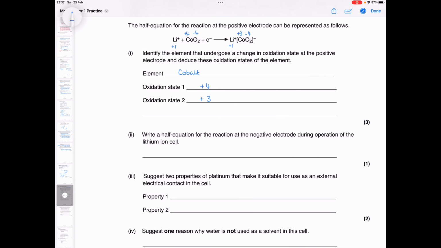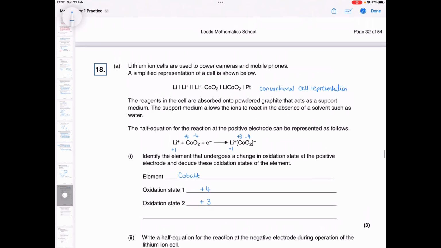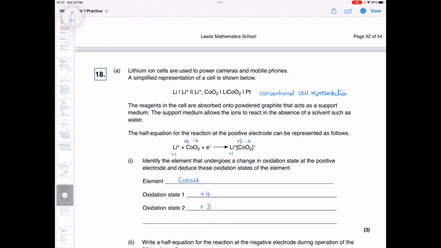And then the next question asks us to write a half equation for the reaction which takes place at the negative electrode during the operation of the lithium ion cell. So hopefully, if you have a look at the negative electrode, it's this half of the cell here.